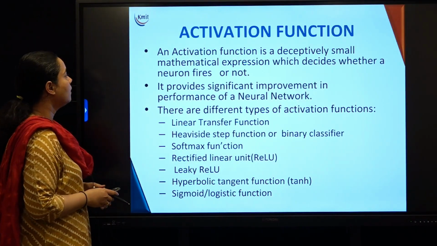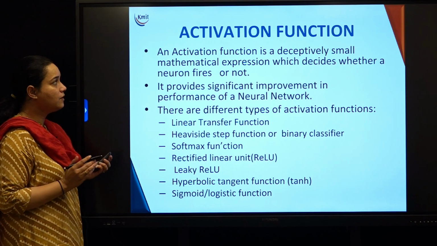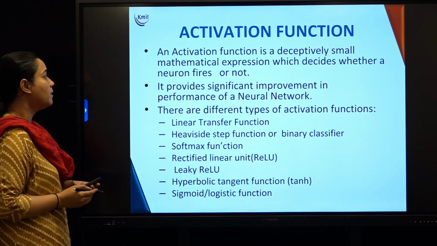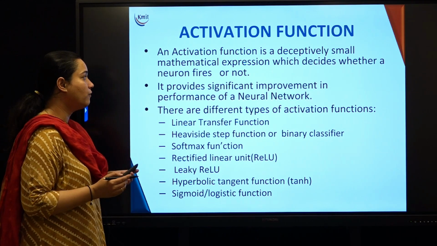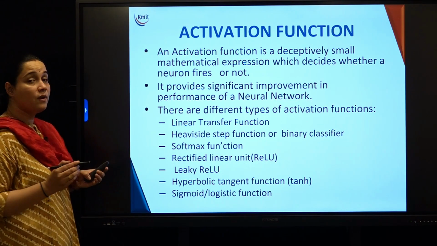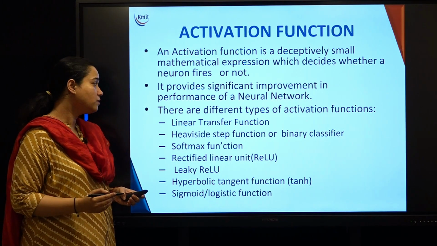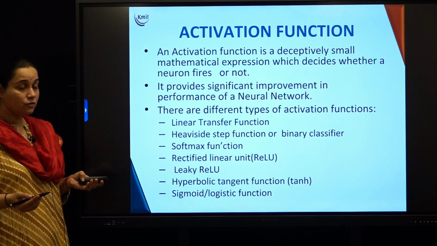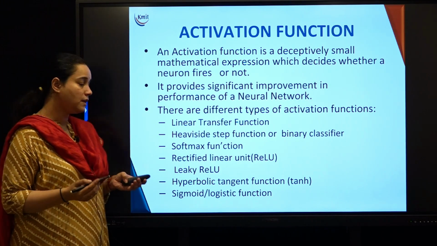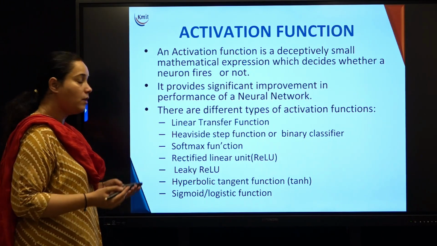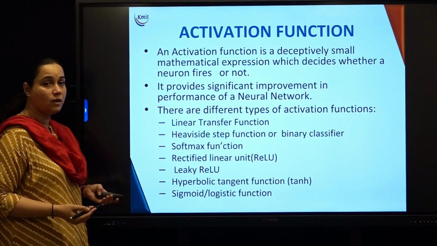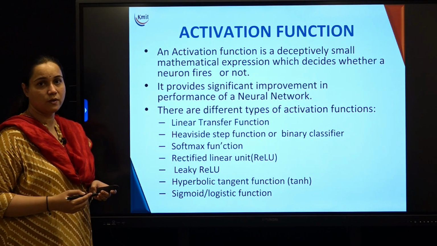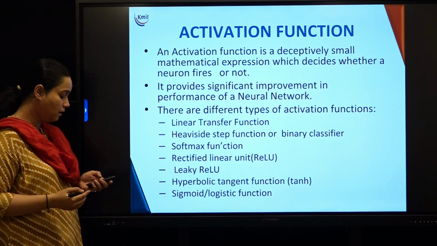So activation function is a deceptively small mathematical expression which decides whether a neuron fires or not. It provides significant improvement in performance of a neural network, and you have got different types of activation functions. The first one being linear transfer function, Heaviside function or a step function, Softmax functions, ReLU, Leaky ReLU, Hyperbolic tangent function, or in short that we call it as a tan-H function, Sigmoid function, or the other name is logistic function. So we are going to see each of them in detail.